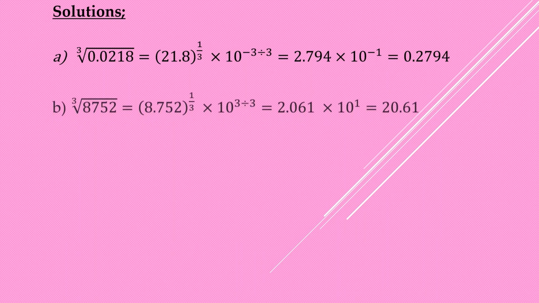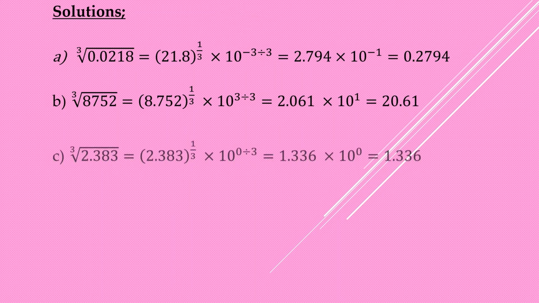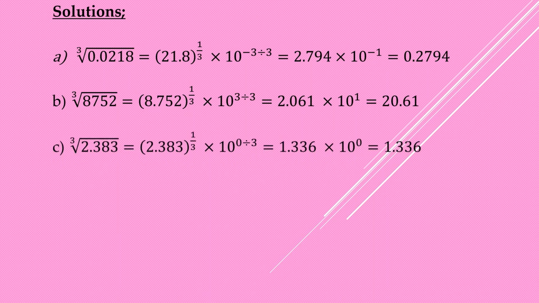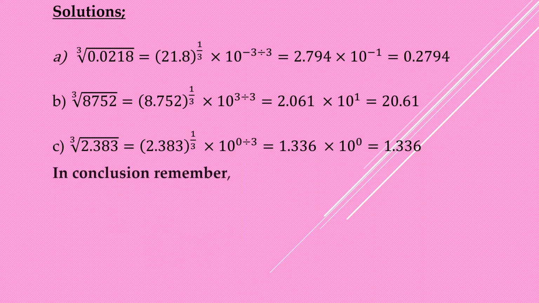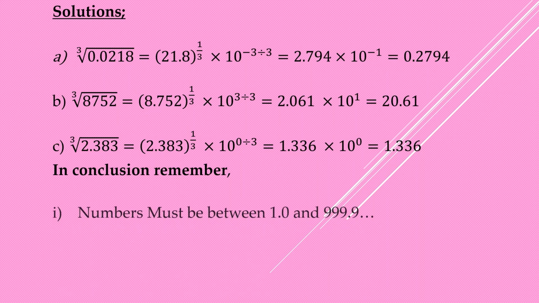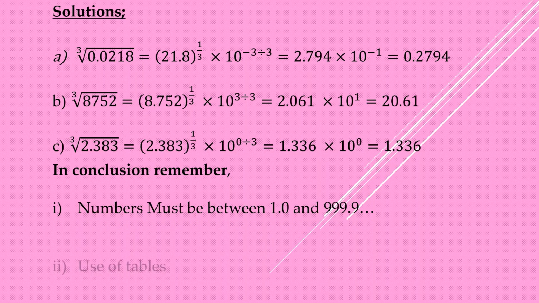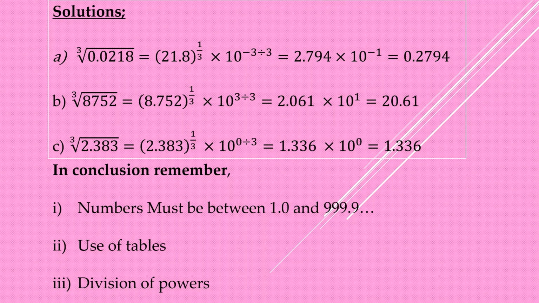So the solution for those numbers will be given by the part of r multiplied by the part of the 10 raised to power n. After getting the cube root, what did we get? We got 2.794 in our first value as the cube root of 21.8. Then we got 10 raised to power negative 1 as the cube root of 10 raised to power negative 3. Then we find the answer, which is 0.2794.